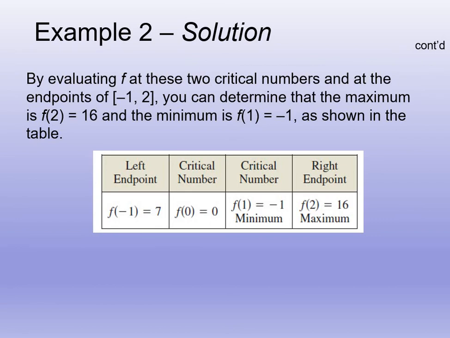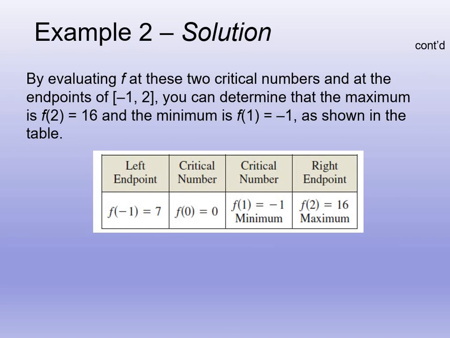So the left endpoint, we substituted in -1. f of -1, we put -1 into the original function, and we get back a 7. We substitute in our first critical number, 0, into the original function, and we get 0 back. We substitute in our next critical number, f of 1. When we plug in 1 into the original function, we get a -1 back. Then we have our right endpoint. We substitute in 2, and we get 16.